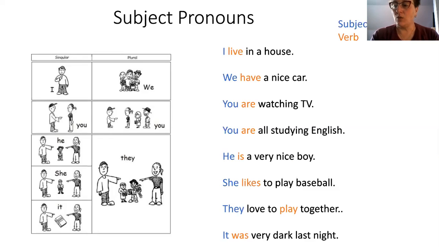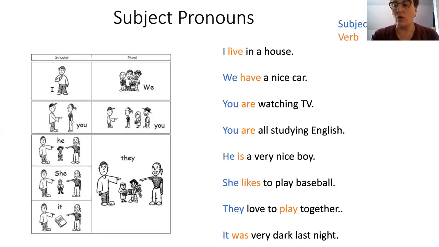Now, as we know, he refers to men, she refers to women, and it is just an object, something that is not male or female, not necessarily living, it could be an object like a chair or a tree. But if we're talking about the plural, that means more than one, we would use we, and funny enough, we would use you again. Usually when we use you in the plural sense, we would add a little helper word, such as all, you all. When we say you all, we know that we're talking about more than one person. And also they is the other subject pronoun.